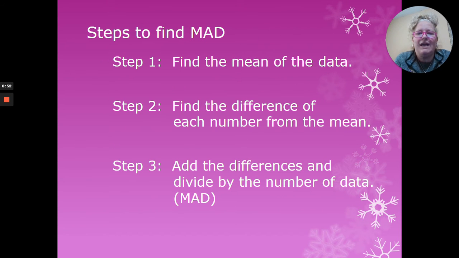Okay, here are our steps to finding the mean absolute deviation. The first thing we have to do is just find the regular mean of the data set. Then step 2, we're going to find the difference of each number from the mean, and I'll show you how to use a chart for that. And then step 3, we're going to add the differences and divide by the number of the data, and that's going to be our mean absolute deviation. So copy down your steps, please.